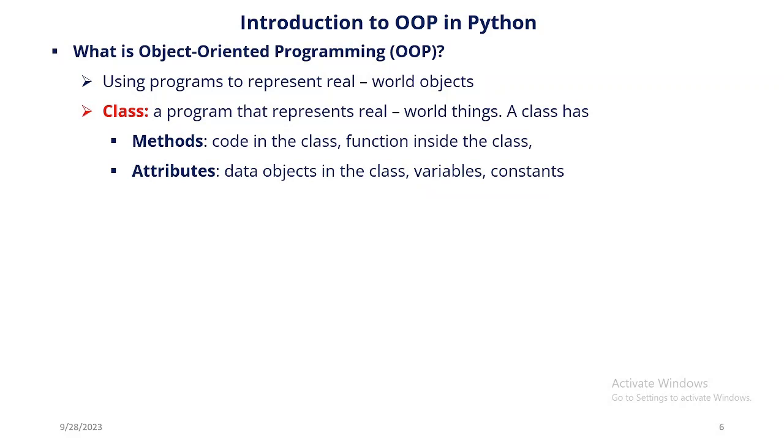A class also contains attributes. Attributes are data objects in the class, which are variables, constants, and so on. So generally, a class is an object that has an attribute or a set of attributes and the corresponding set of methods. Let me describe it this way.